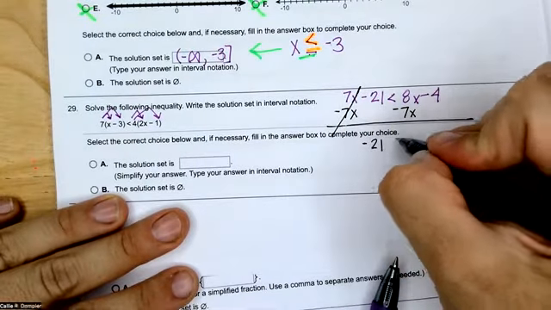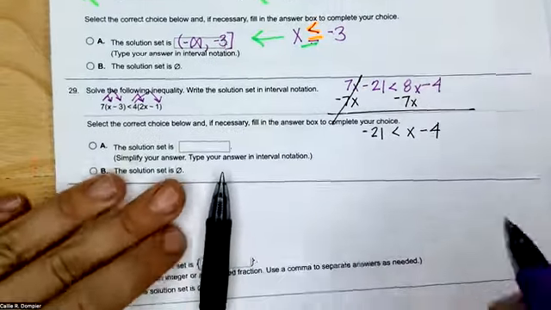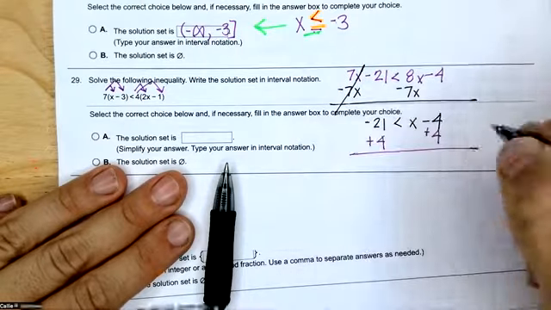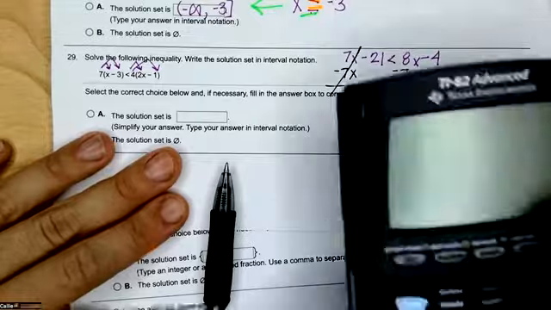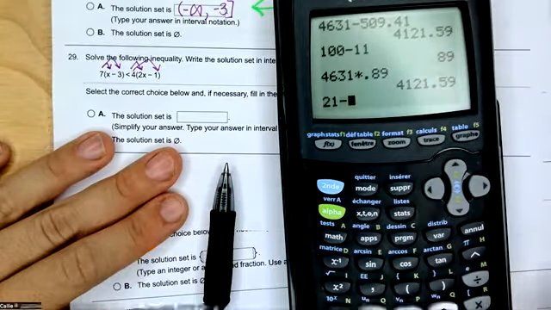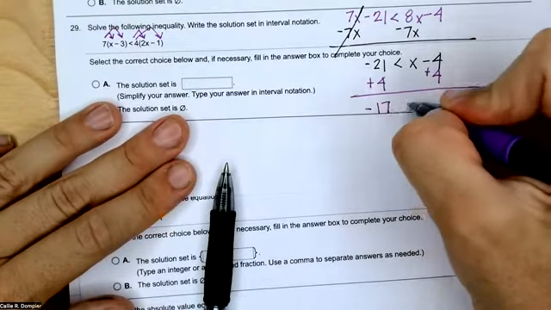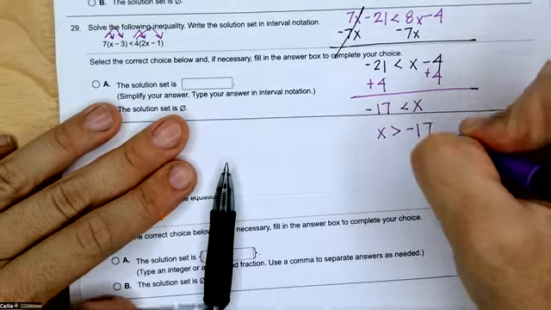Negative 21 is less than x minus 4. I'm going to add 4, add 4. Negative 21 plus 4, you're subtracting 4 from 21 and making the answer negative, so 17. So it's negative 17 is less than x, or x is greater than negative 17.